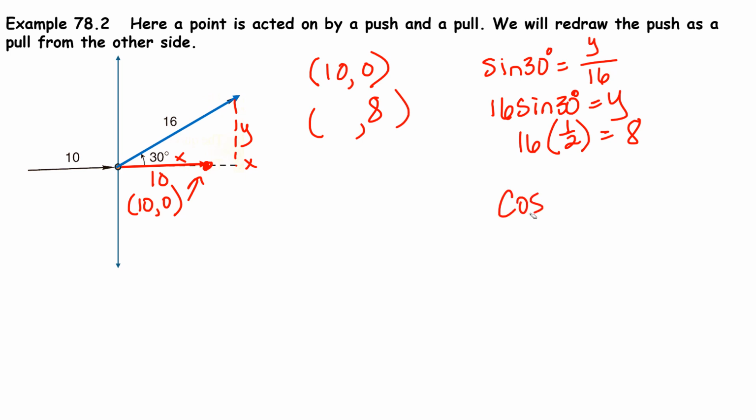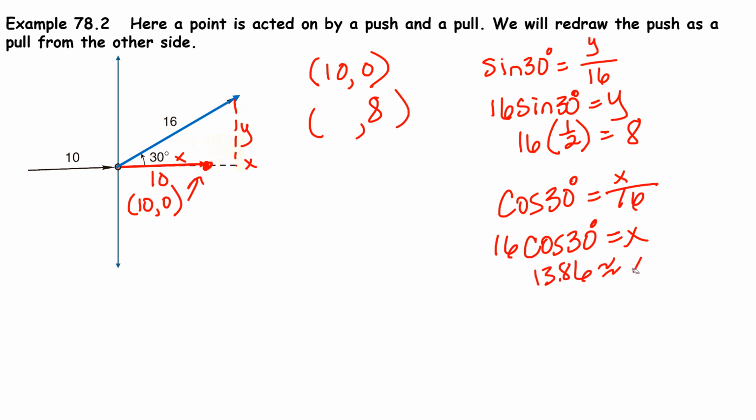Our x coordinate we get by cosine 30 is equal to adjacent, which is x, over hypotenuse, which is 16. Multiply both sides by 16 to find x. If you punch that into your calculator, 16 times cosine 30 equals about 13.86 for x, and that's going to go right here, 13.86. So I'm going to add those two things together. If I do that, I'm going to have 23.86 for my x and 8 for my y.